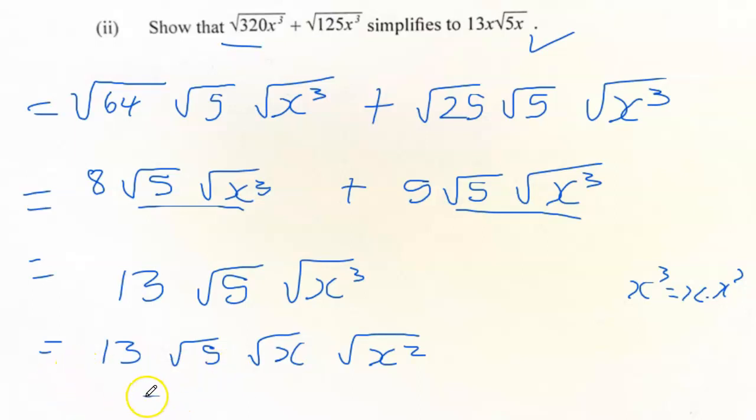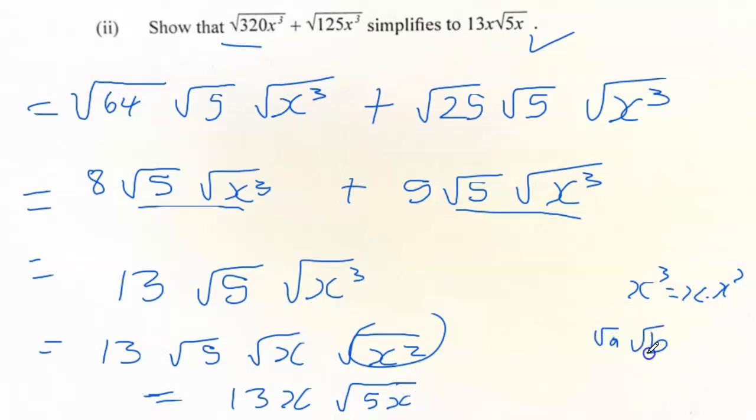So root, so get it to look like this. The square root of x squared is x. So multiply the 13 with 13 times x, since the square root of x squared is x. So we are left with now root 5 times root x. And root 5 times root x is simply root 5x. Remember, root a times root b is equal to root ab.